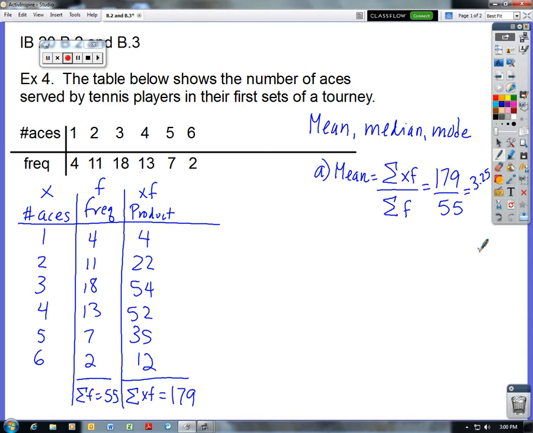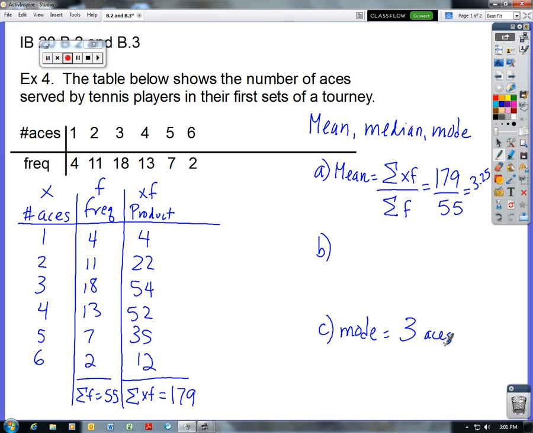I'm just looking at the data and making sure that looks reasonable. Yep, there were a lot. By the way, I'm also seeing this is actually the mode, isn't it? Because 3 was the most common. So the mode is part C. I can't resist skipping ahead to the mode because it just pops right out at me. 3 occurred the most number of times. So the mode is actually 3, the number of aces. 3 aces was the mode, the most common.